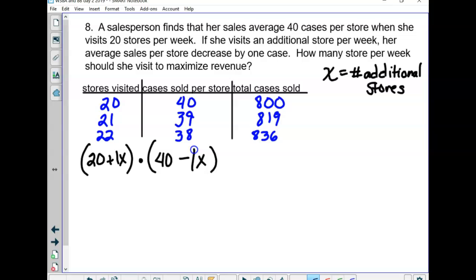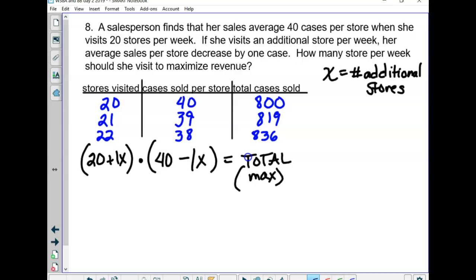Now, if it had said every time she goes to another store, she sells 3 less cases, then it would be going down by 3x, okay? Now, if we multiply those together, we get the total sold. And that's what we're trying to maximize.